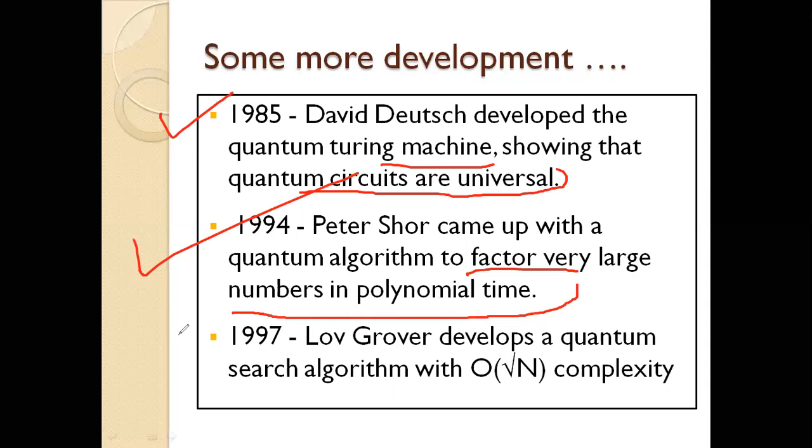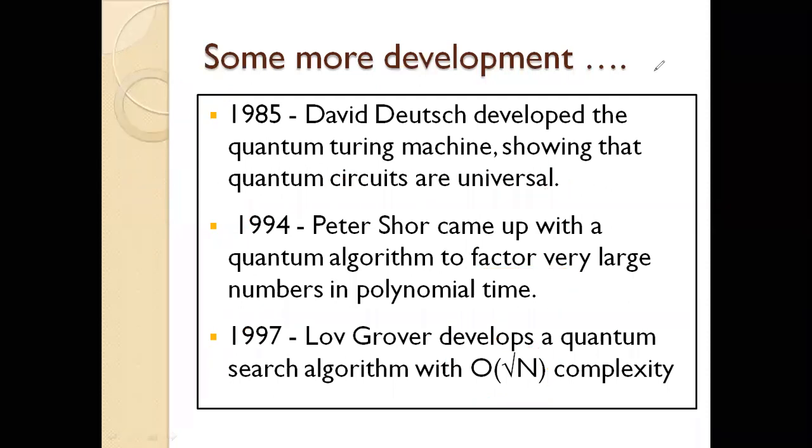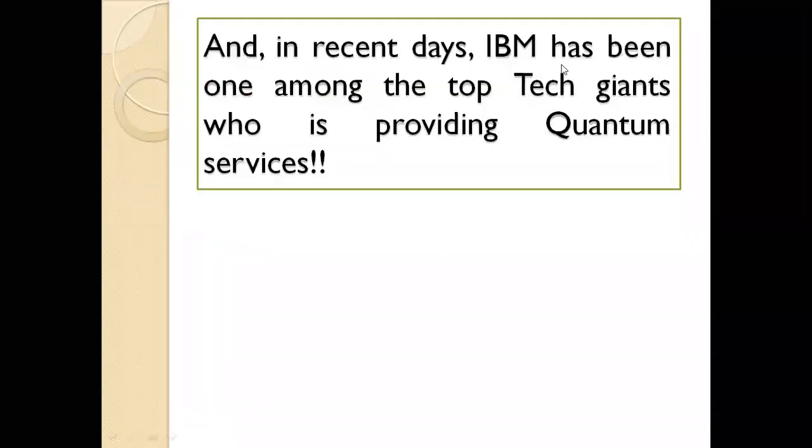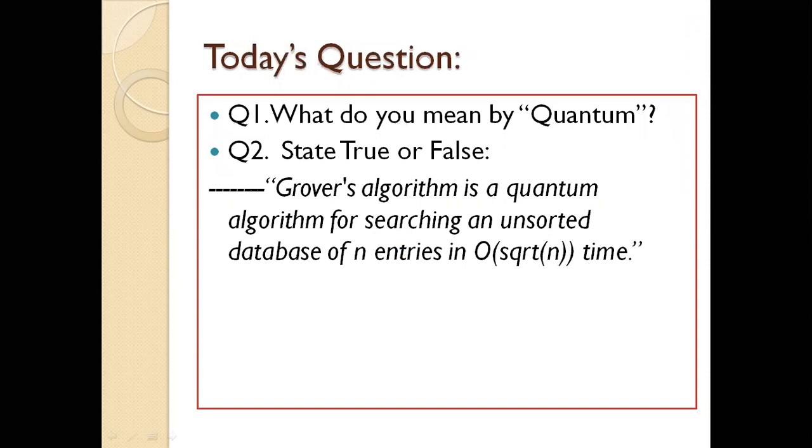Then in 1997, Lov Grover developed a quantum search algorithm which has the complexity of big O of square root of n. These three developments we cannot ignore in this area of quantum computation. In fact, I can say that these are actually the roots behind this quantum computation. Now, in recent days, you know that IBM has been one among the top tech giants who is providing quantum services.